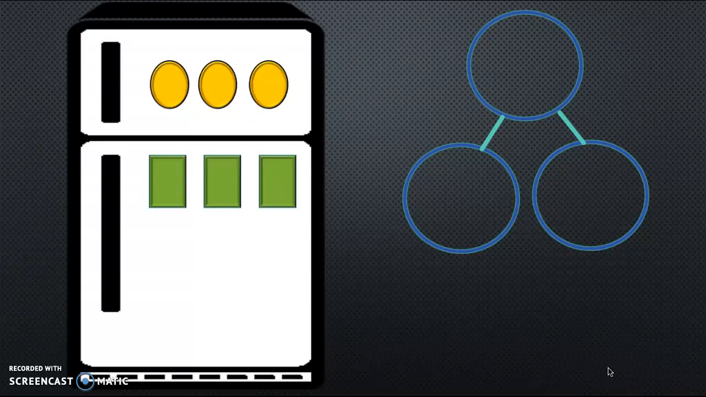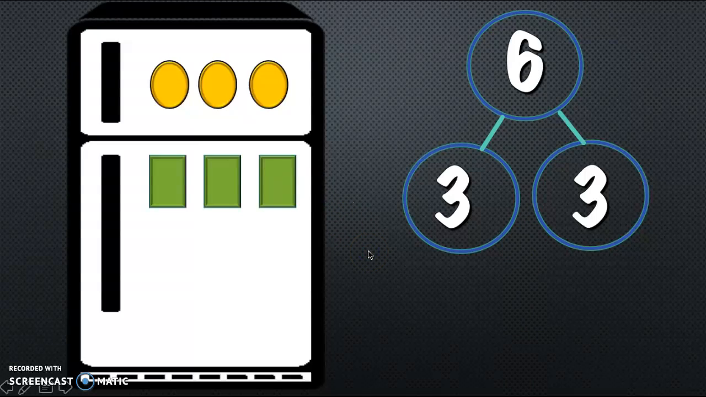Can you go ahead and press pause? Fill out your number bond with what you think is going to match the picture that you see on the fridge, and then press play to check yourself. Okay, did you fill in your number bond? All right, let's see. We had 3 as one of the parts, and then the other part was, of course, 3. And then we put both of the parts together. How many magnets do we have in all? Great, friend, we had 6.